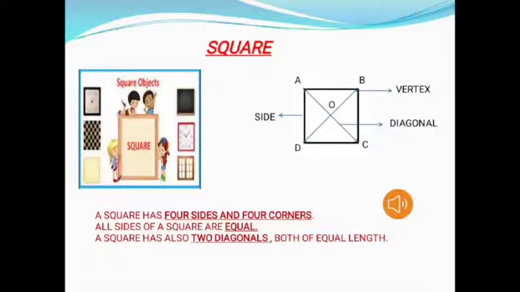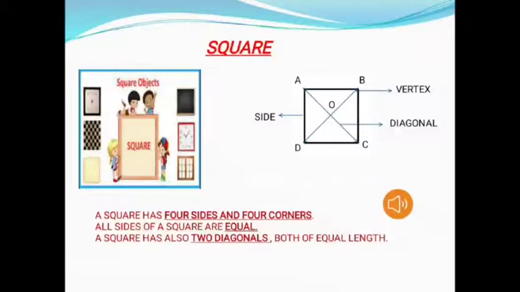Now we are going to discuss the square. A square has 4 sides and 4 corners. All sides of a square are equal. A square also has 2 diagonals, and both are of equal length.